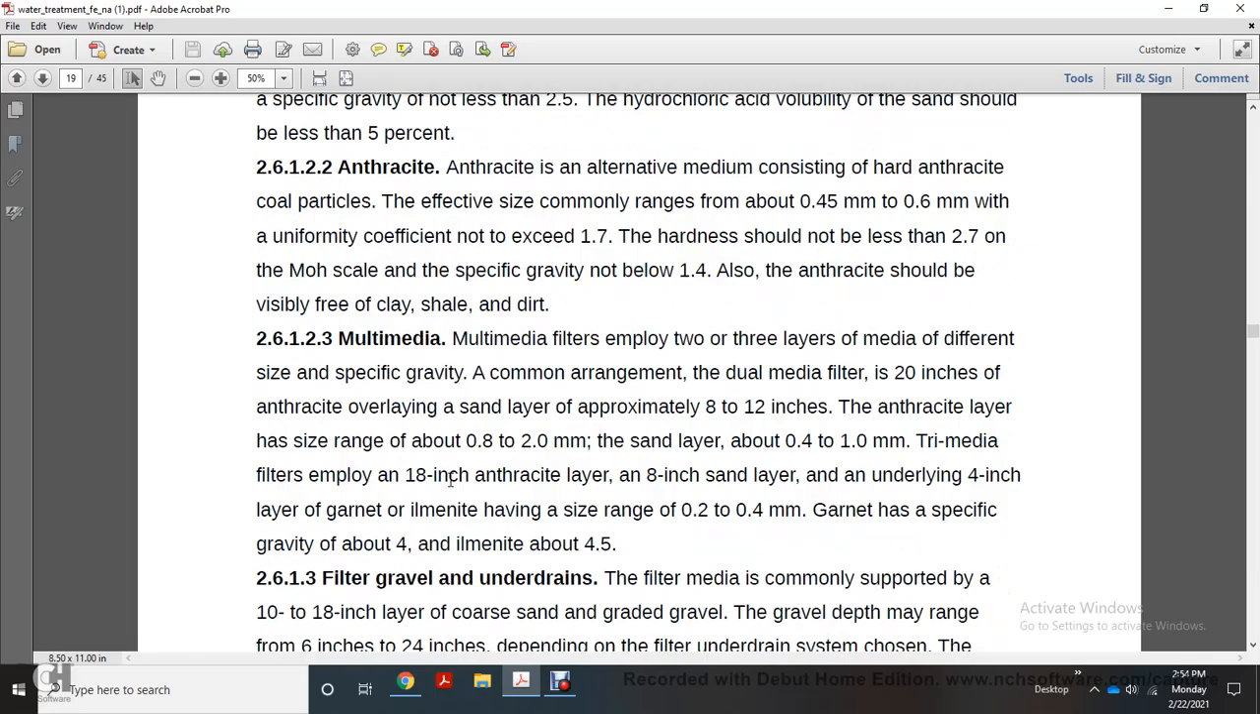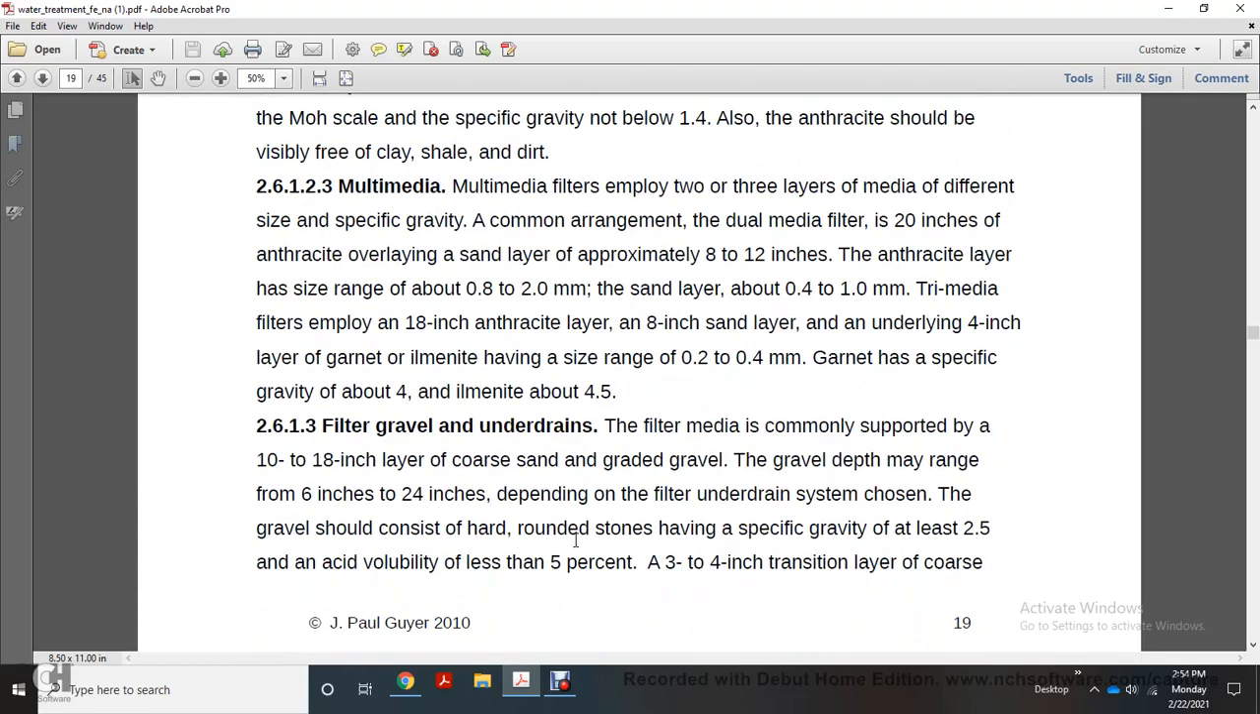Multimedia filters employ two or three layers of media of different sizes and specific gravities. A common arrangement is the dual media filter, with a 20-inch anthracite layer overlying a sand layer, with approximately 8 to 12 inches of the anthracite layer. The anthracite size range is 0.8 to 2 millimeters, and the sand layer is 0.4 to 1 millimeter. Trimedia filters employ an 18-inch anthracite layer, an 8-inch sand layer, and an underlying 4-inch layer of garnet or ilmenite having a size range of 0.2 to 0.4 millimeters. Garnet has a specific gravity of about 4, and ilmenite about 4.5.